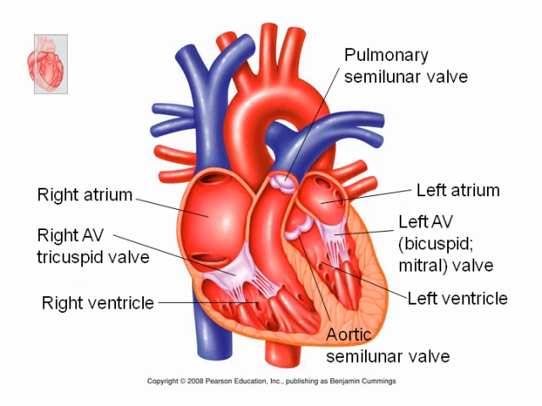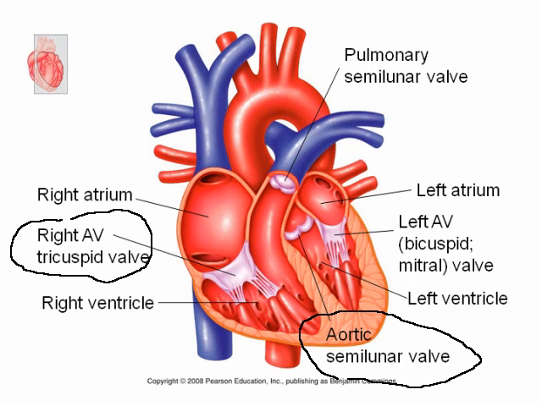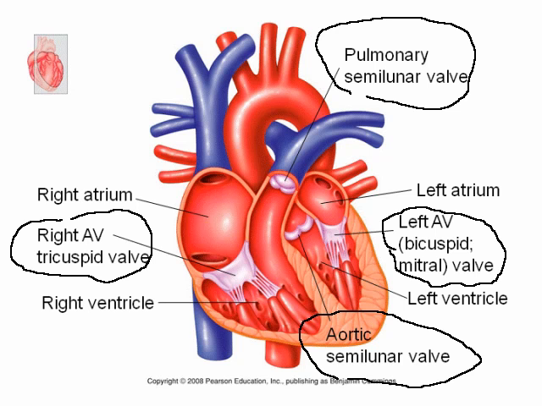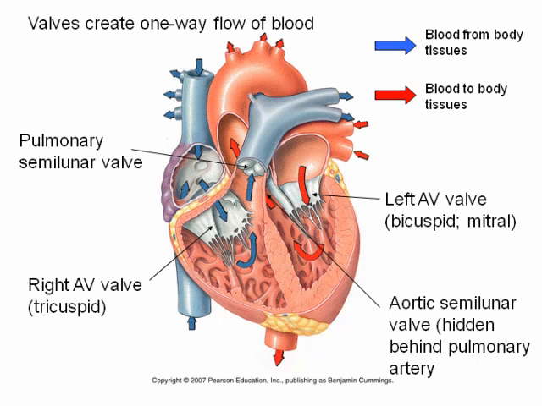And we have several valves that are important. The right AV, or also called tricuspid valve, the aortic semilunar valve, and the left AV, or also called the bicuspid or mitral valve, as well as the pulmonary semilunar valve. Now, these valves are important, as shown in this next diagram, because they control blood flow through the heart.